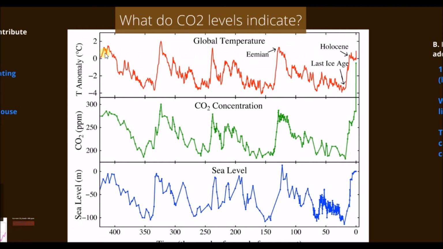So when global temperatures are high, carbon dioxide is high. When global temperatures are low, carbon dioxide is low. And it moves in this lockstep pattern because of those Milankovitch cycles. Every about 100,000 years, we've got a warming period, we have a cooling period. We have a warming period, we have a cooling period. We have a warming period, cooling period.